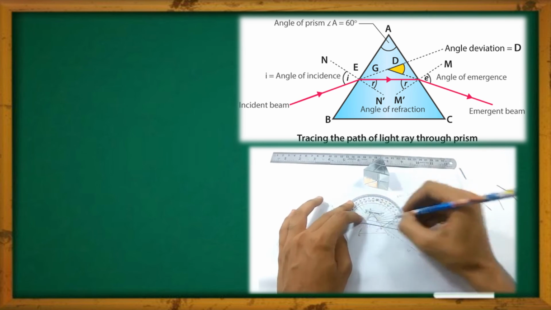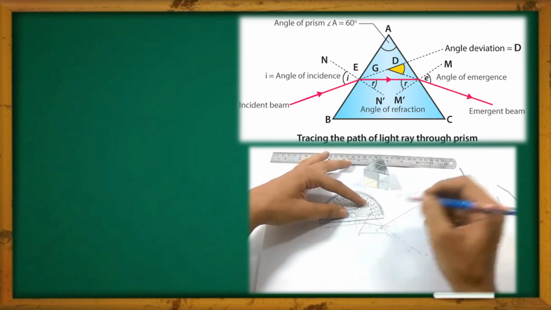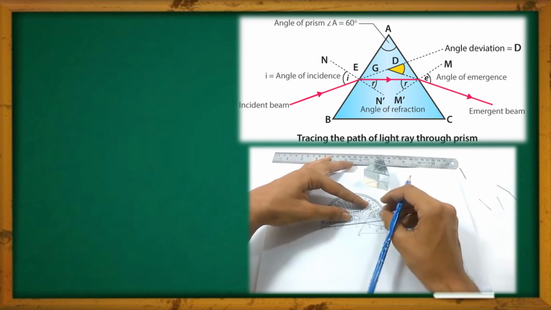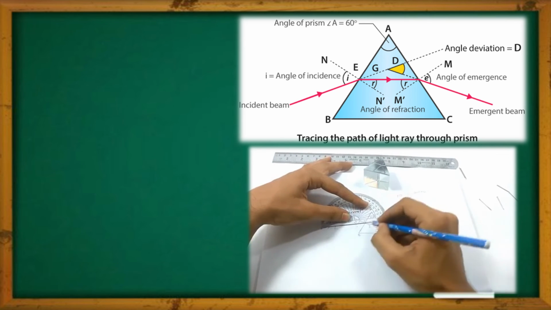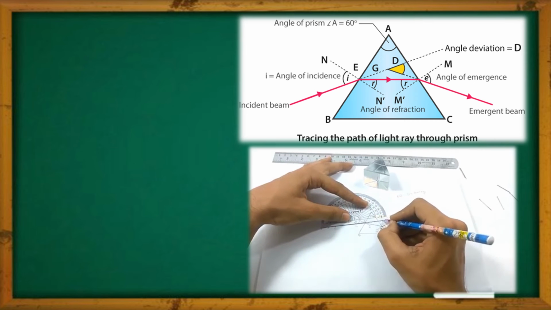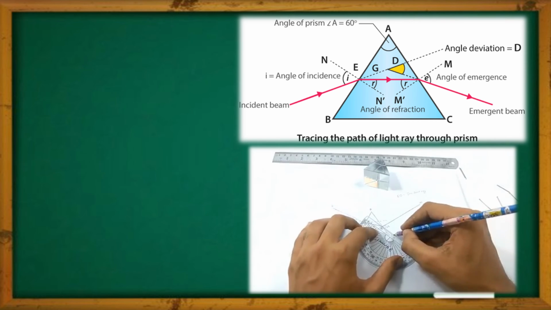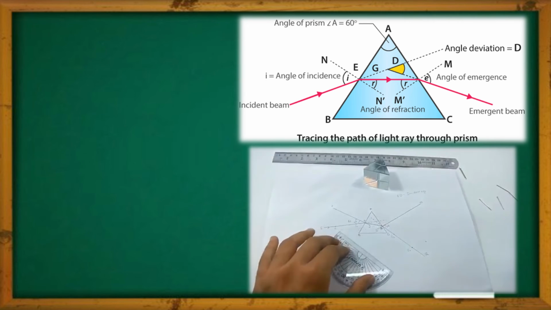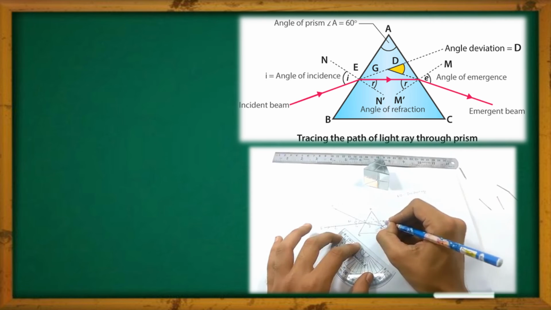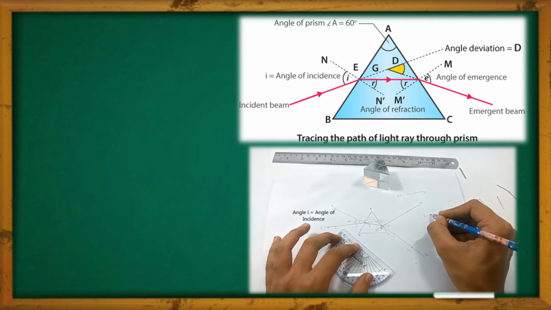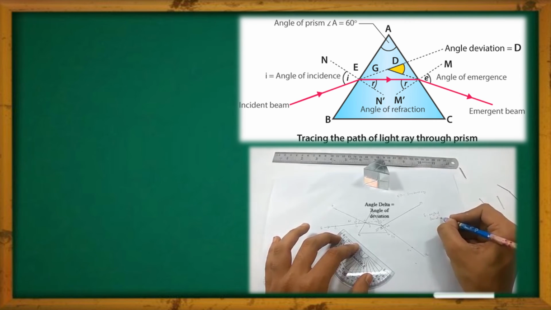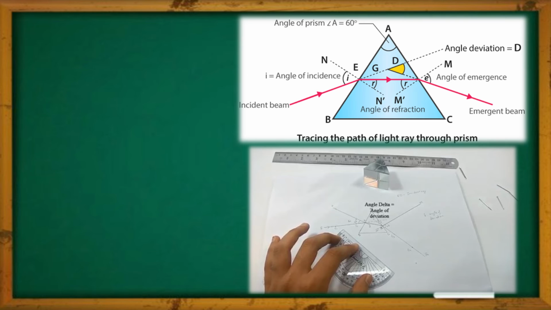Now join the 2 beams, that is the incident beam and the emergent beam. This is the refracted beam or refracted ray. Whenever the first bending happens, it bends inside the prism, and the light ray again bends whenever it passes through the surface AC. Now extend both the incident beam and emergent beam so that they meet each other at a point. And now you can measure the angle, which is angle D. That angle is the angle of deviation.